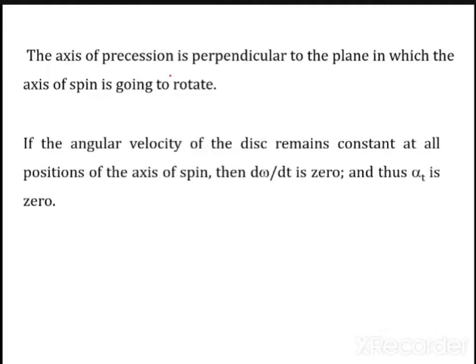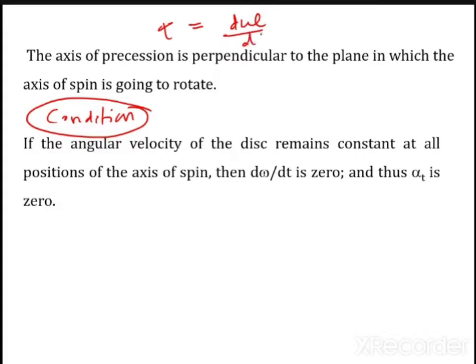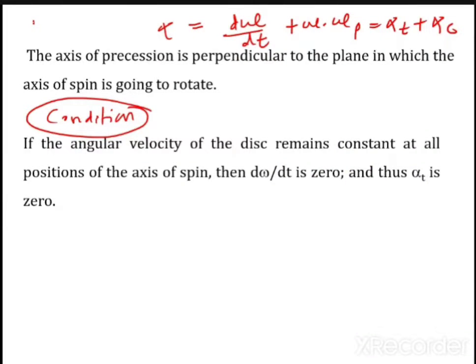Okay, now if the angular velocity of the disk remains constant, this is a condition. First of all, you try to understand the condition. Okay, here let us say that alpha is equal to, what is alpha? I will write d omega upon dt plus omega into omega p. It is nothing but the alpha. So this is nothing but total angular acceleration. Okay, so this I have derived: total acceleration alpha is equal to d omega by dt plus omega into omega p, which is equal to alpha t plus alpha c. So this I have derived.